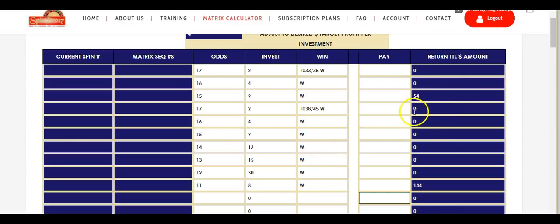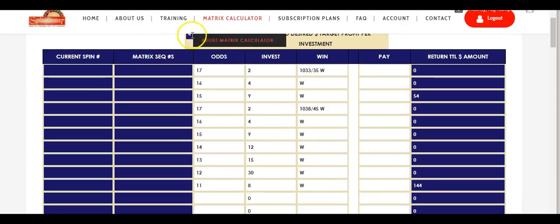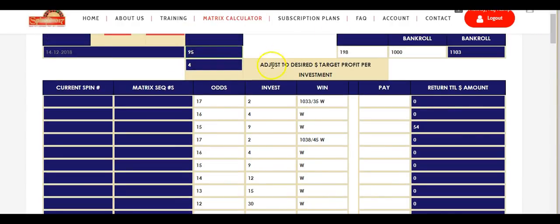And you're probably looking at these zeros and saying, no, you didn't. Sure you did. You got back this 2, this 4, this 9, this 12, this 15, this 30, this 8. You got back every one of these. You've gotten back your entire $95. And what did you ask for per spin? $4 profit per spin. So in 9 minutes, you asked for $4 profit times 10. Your bankroll started at 1,000. You should be at 1,040 because your calculator did exactly what you asked it for. 10 times 4 is 40, plus you recovered all your money. You should be at 1,040.